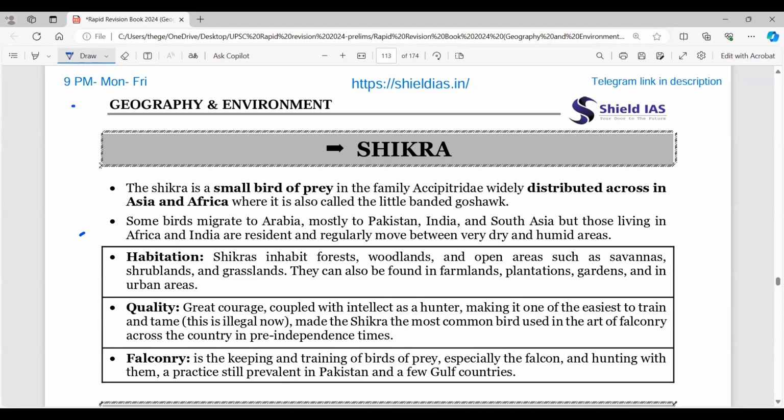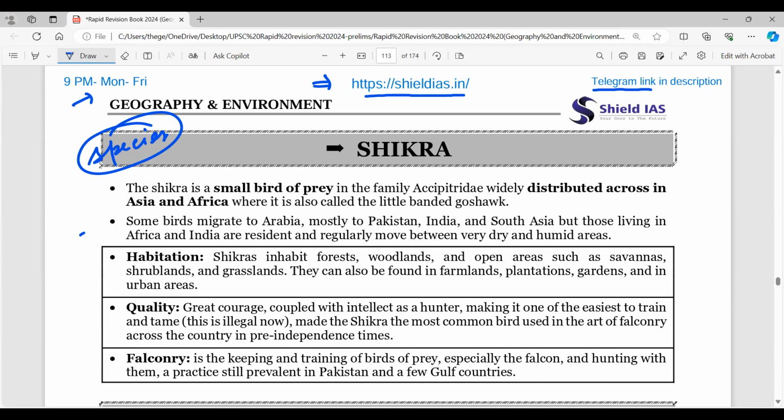So welcome to today's revision session of 9 p.m. And as you know, you can go to our website, theshieldis.in, for the courses, and the Telegram link is given in the description. Today we are doing very small topics, and especially we'll be focusing upon species of various kinds, which could be part of your question for prelims.